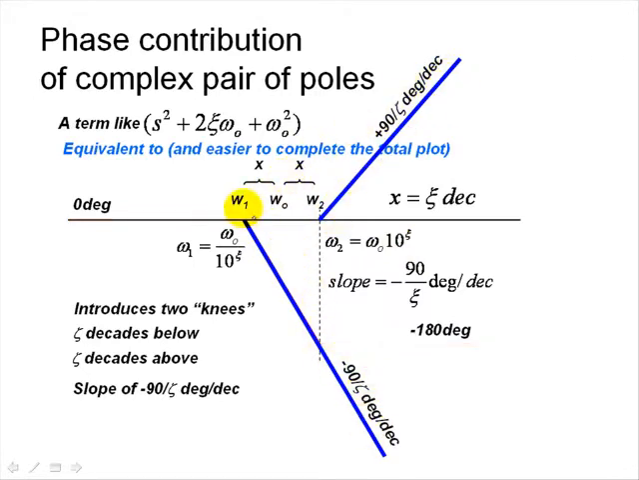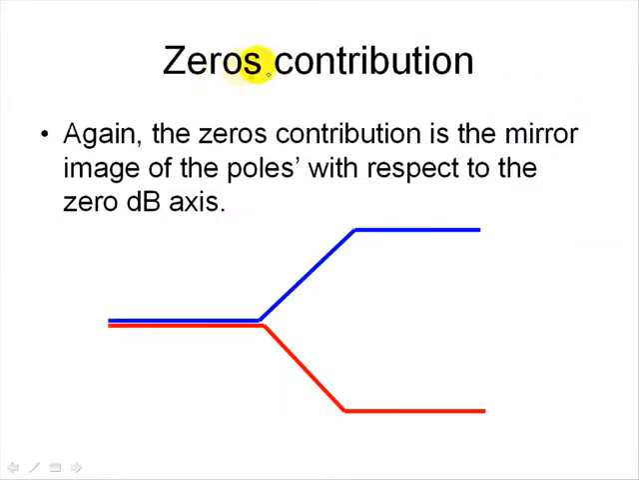One at omega 1, the other at omega 2, and with a slope of 90 divided by z degrees per decade. Once more, the contribution of zeros is the mirror image of the poles with respect to the 0 decibels axis.